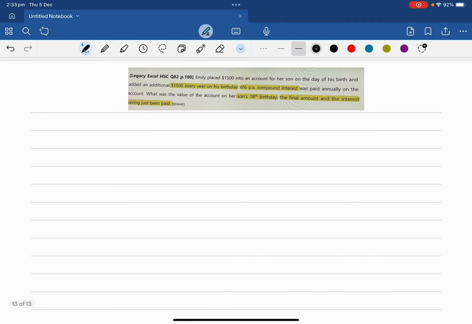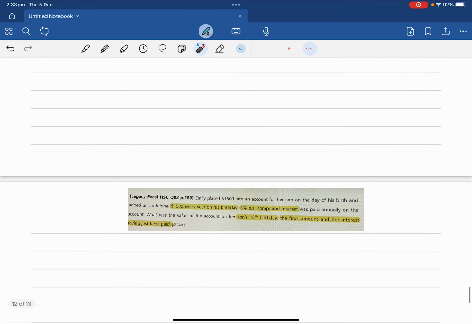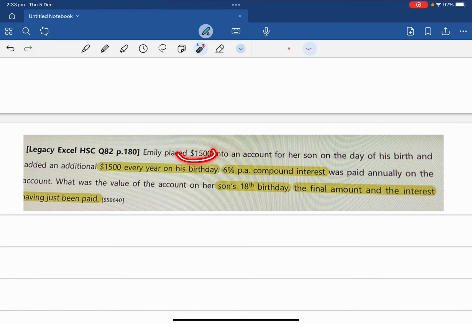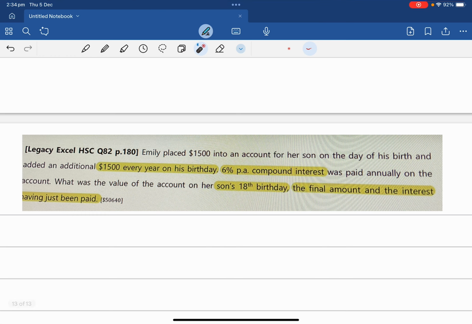Okay, guys. So let's look at this question from one of the HSC questions. Emily placed $1,500 into an account for his son on the day of his birth. Let that be A0, because that's when he was born. When do we say someone was 1 year old? Not the day they were born, but 1 year after they were born. So when we say you're 18 years old, you've actually lived for 19 years. As soon as the child is born, you don't say he's 1 year old. You say 0. So A0. So on the day of his birth, $1,500 is placed into the account.